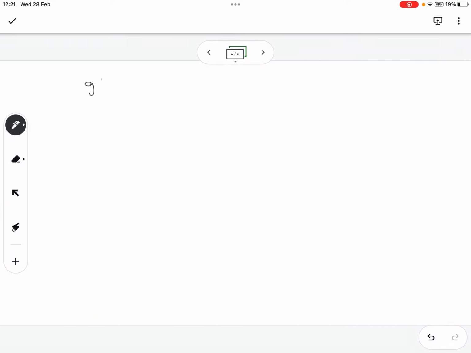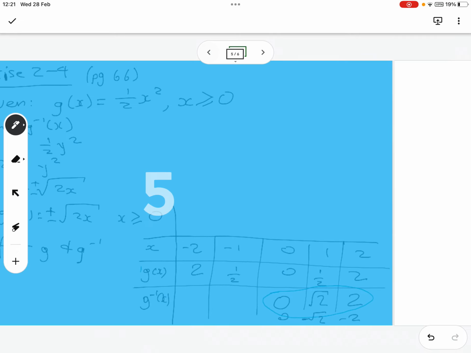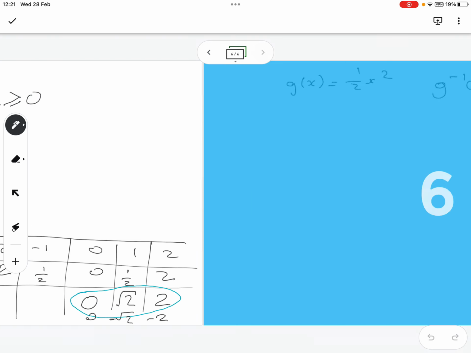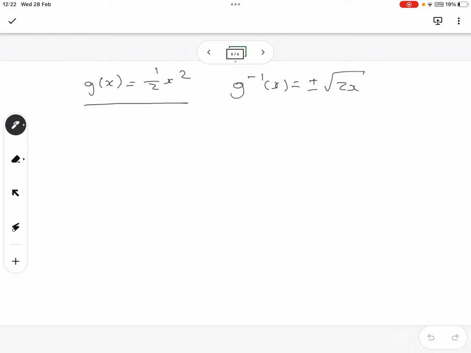So we've got g of x is a half x squared. g inverse of x is positive or negative square root of 2x. That's correct, right? Yes. Okay. And then we have a table: g of x, and g inverse of x is positive root 2x, as well as g inverse is negative root 2x.